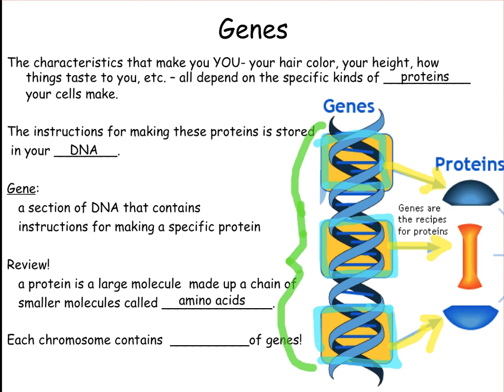Finally, let's remember that each chromosome is very long. So on each chromosome, there are actually hundreds of genes. This is why organisms have the ability to make so many different proteins, which in turn results in a wide variety of traits.